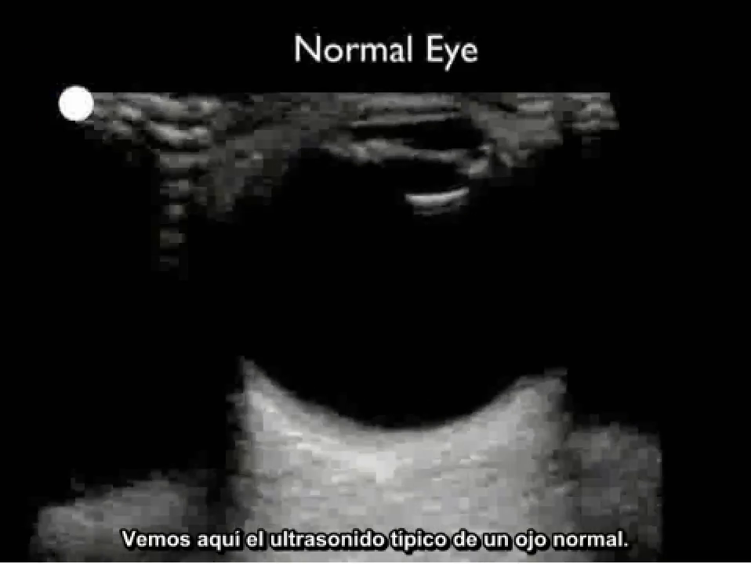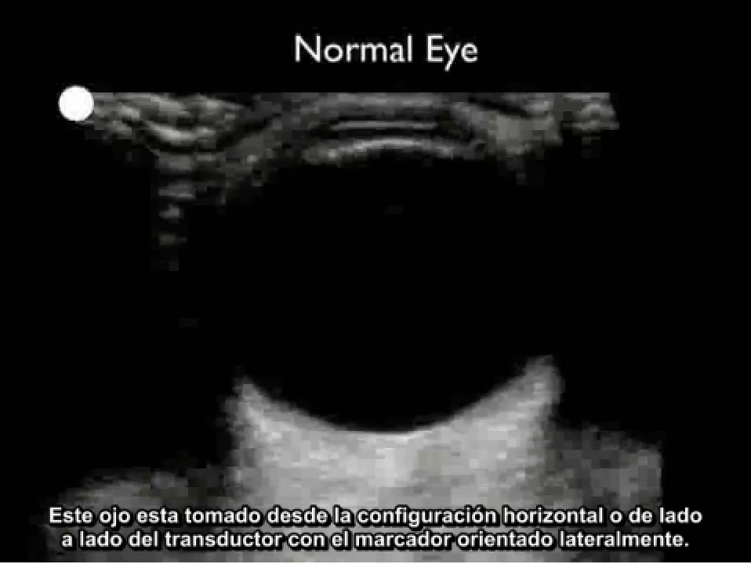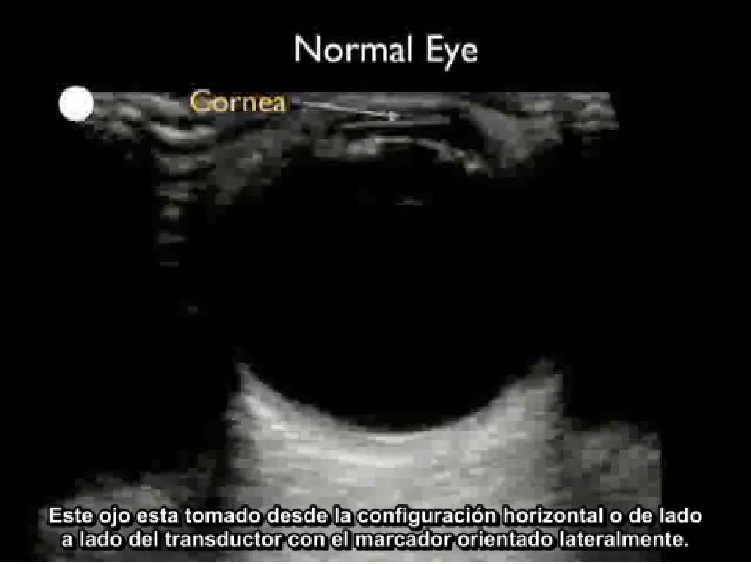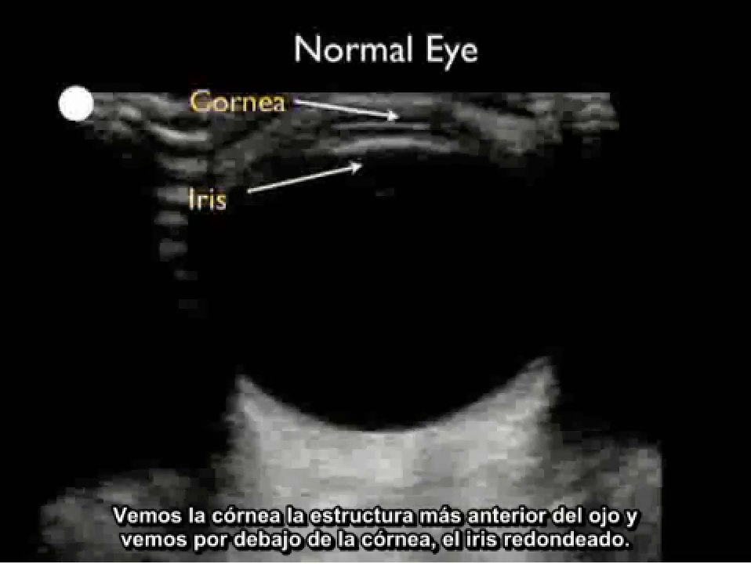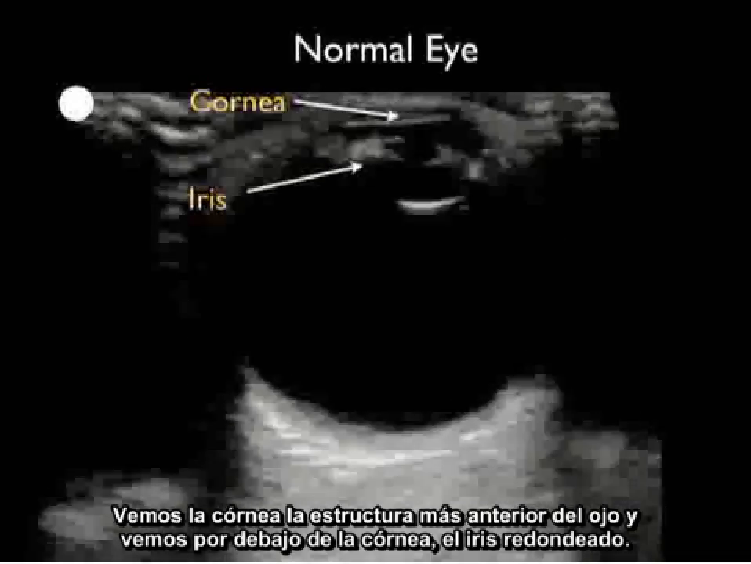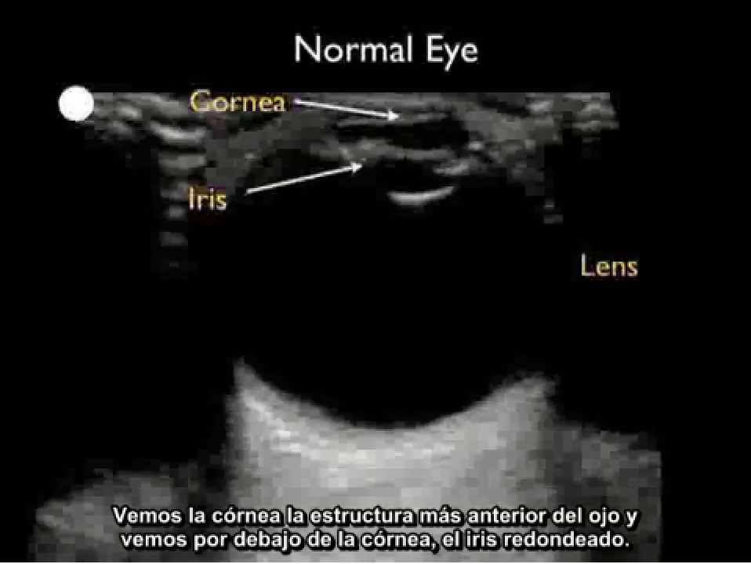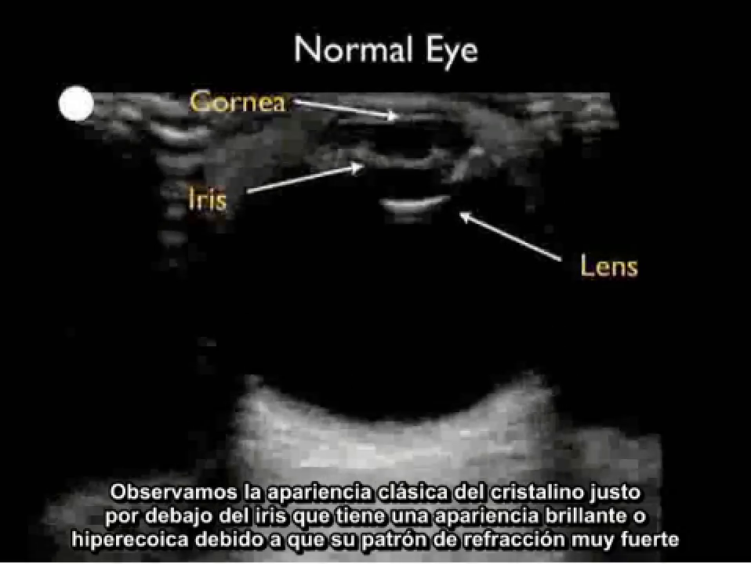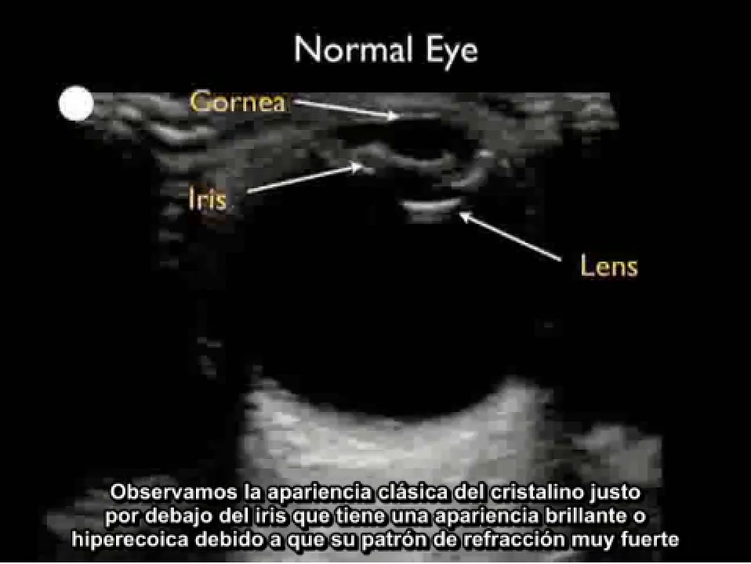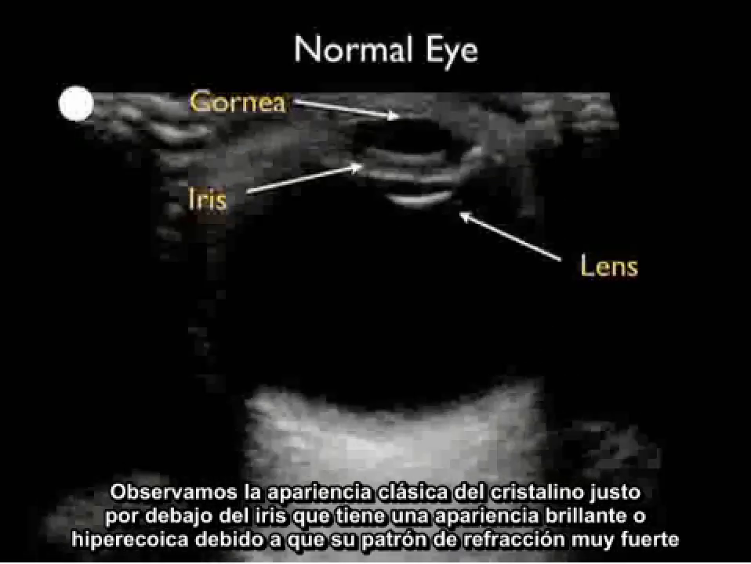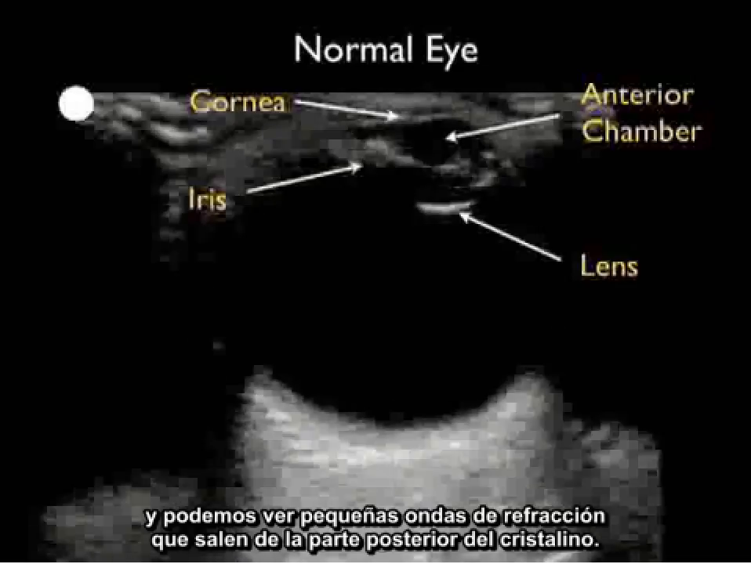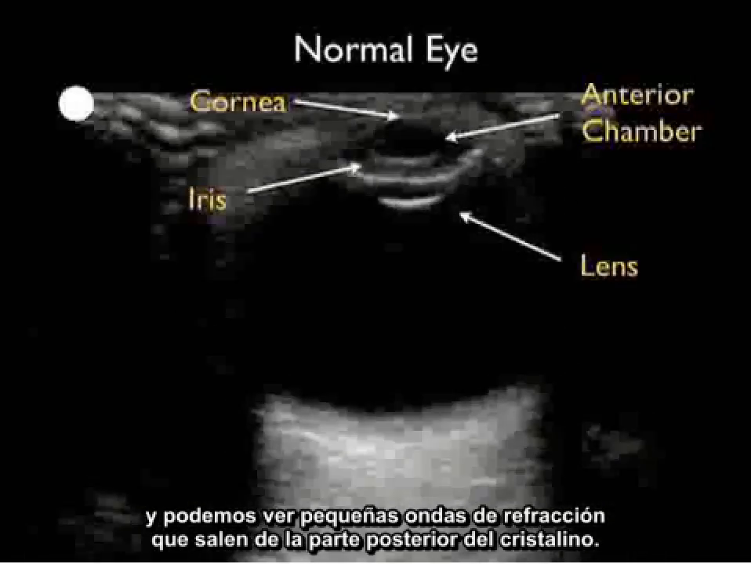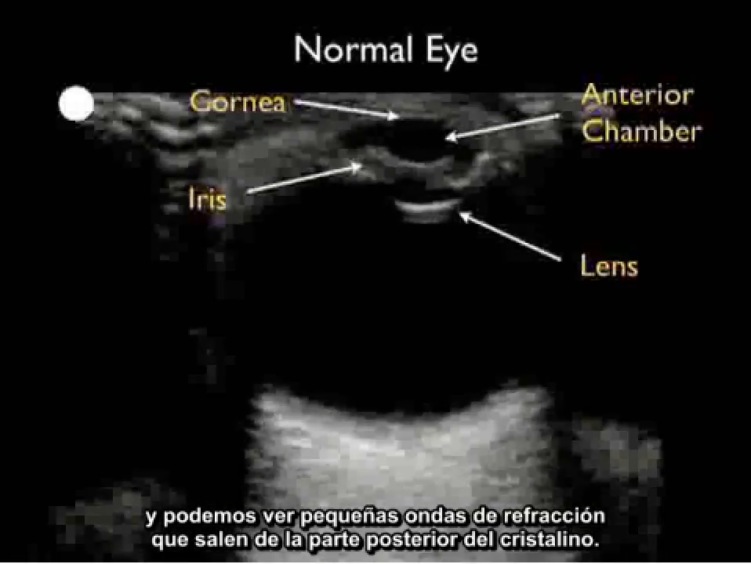Here's a typical ultrasound of a normal eye. This eye is taken in the horizontal or side-to-side probe configuration with a probe marker lateral. We see the cornea, the anteriormost structure of the eye, and we see below the cornea the rounded iris. Note the classic appearance of the lens just below the iris, which has a hyperechoic or bright appearance due to its very hard refractive pattern. And we can see little refraction waves coming off the back of the lens.